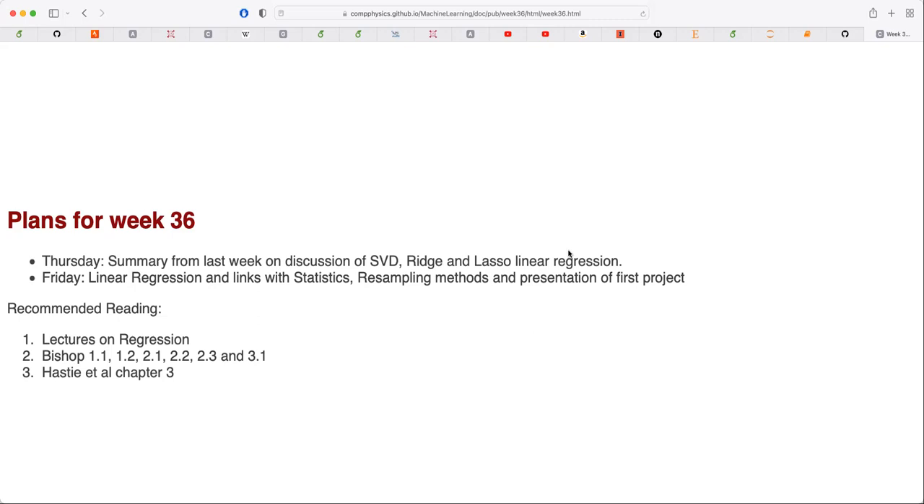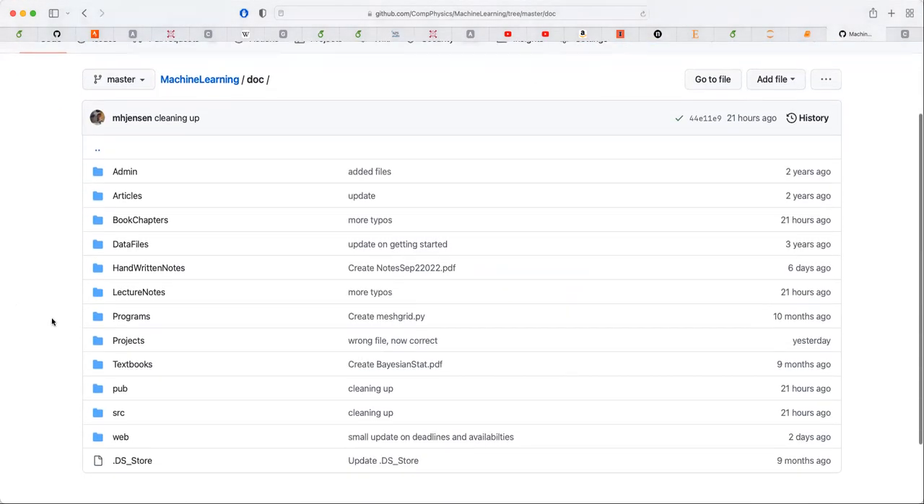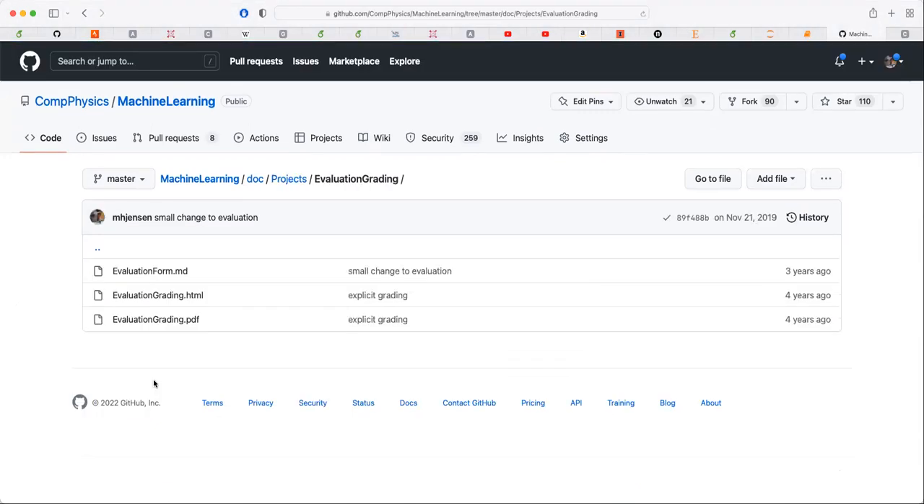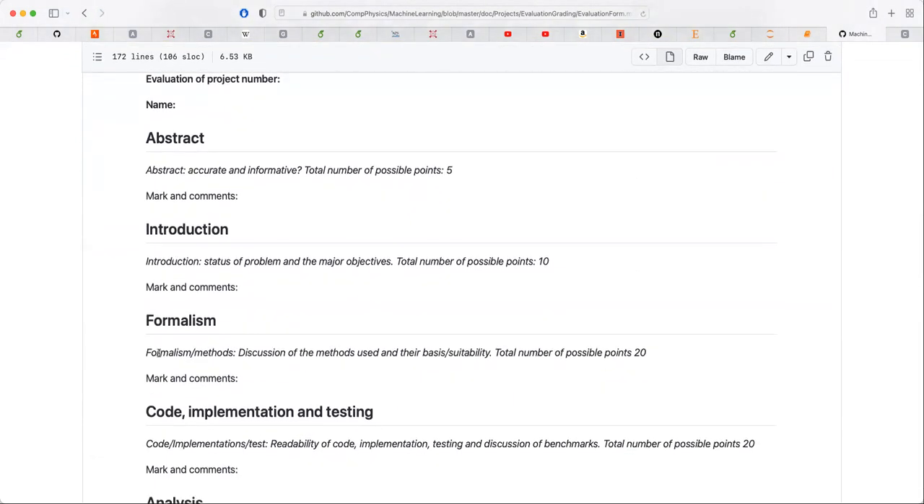But if you now look at the website of the course, there is a link here. You go to the doc, this is at the GitHub address, and you go to projects. And if you go to projects, then you will find the way we create, and there's also a report example here. But if you look at the evaluation form here, this tells you how we actually give you a score. So we want you to have an abstract, which is the main summary, where you simply state what you found. If you have some numerical results, you can state them as well.